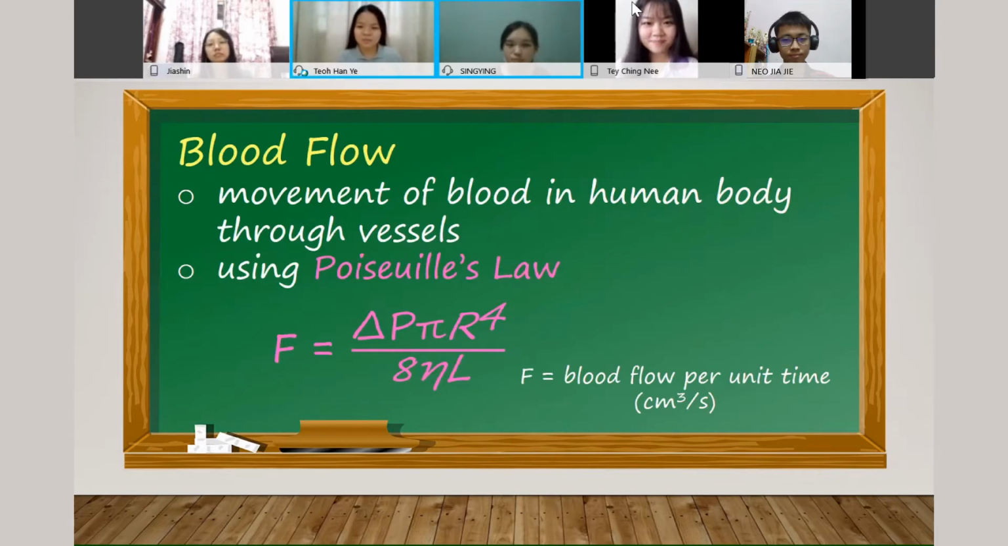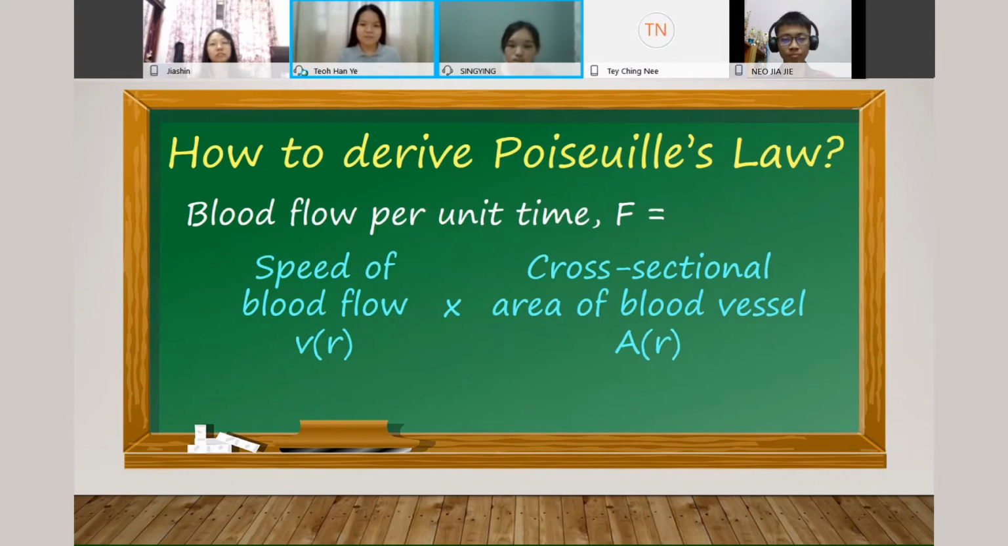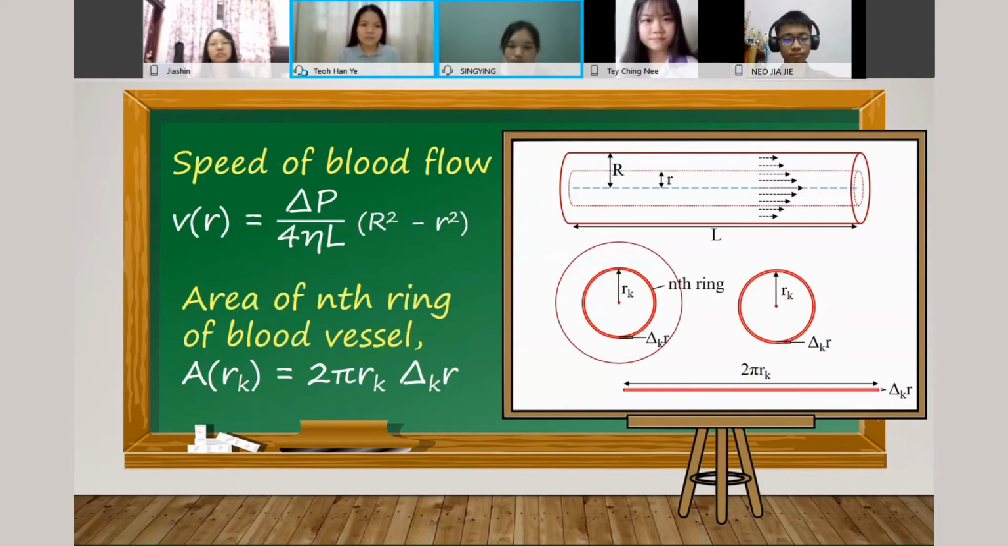Blood flow is the movement of blood in the human body through the vessels. It is calculated using Poiseuille's law. Poiseuille's law is derived from the speed of blood flow and the cross-sectional area of the blood vessel. For the speed of blood flow, the equation is delta P divided by 4 eta L. Delta P is the pressure difference between the left and right ends of the blood vessel.